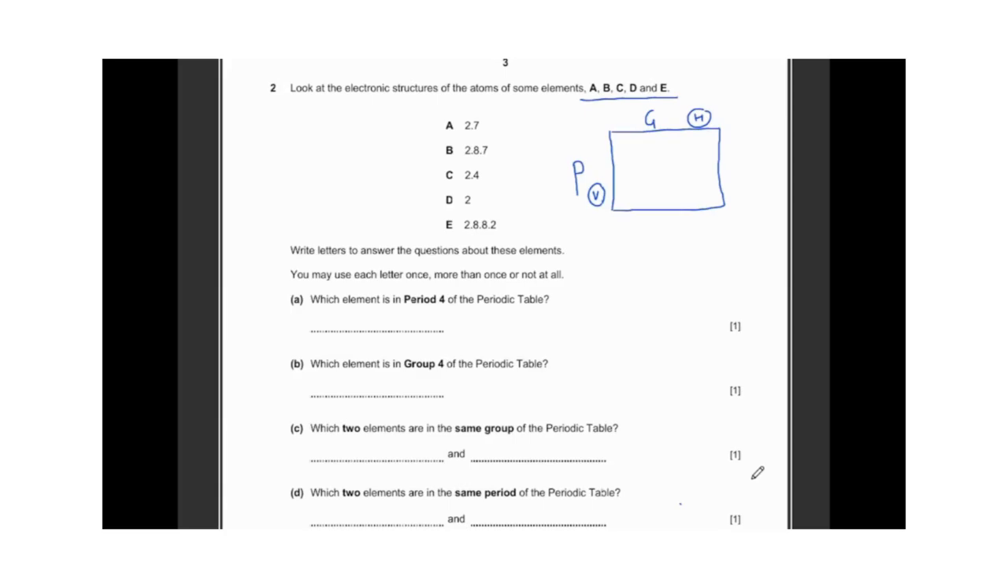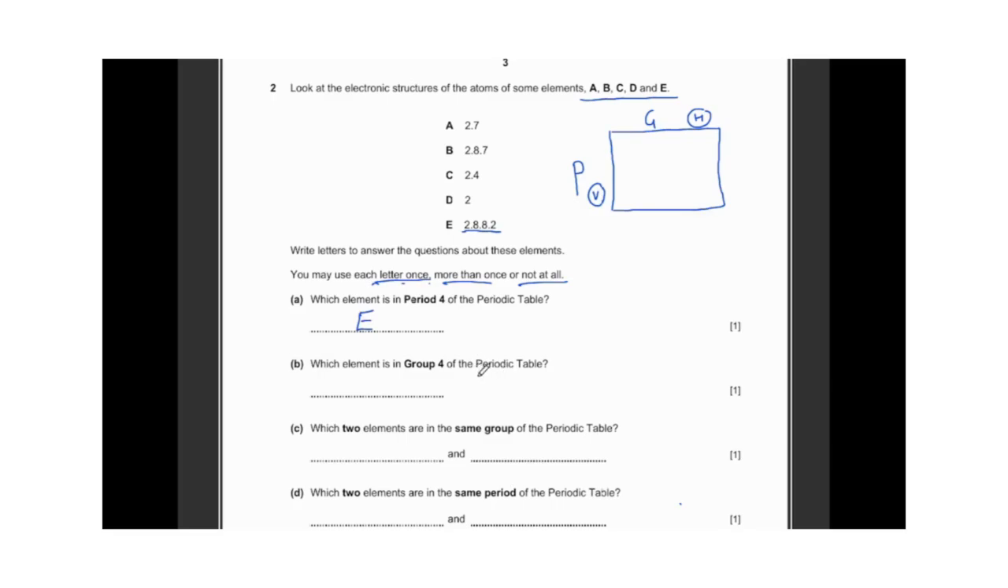So now let's solve the first one. As you can see, write letters to answer the questions about these elements. You may use each letter once, more than once, or not at all. That means you can use it one time, more than one, or not at all. Which element is in period 4 of the periodic table? Which element is in period 4? As you can see here, which one will be there? This has 2 periods, 3 2 1, and this is what we have in 4. Okay, period 4 of the periodic table is E.